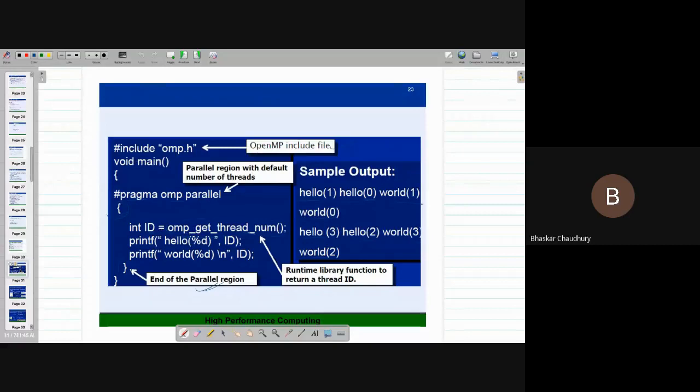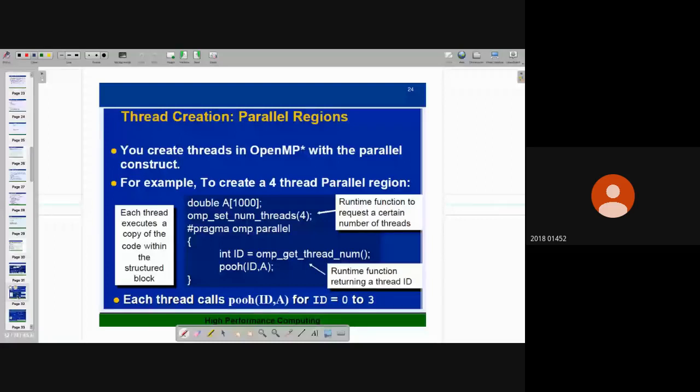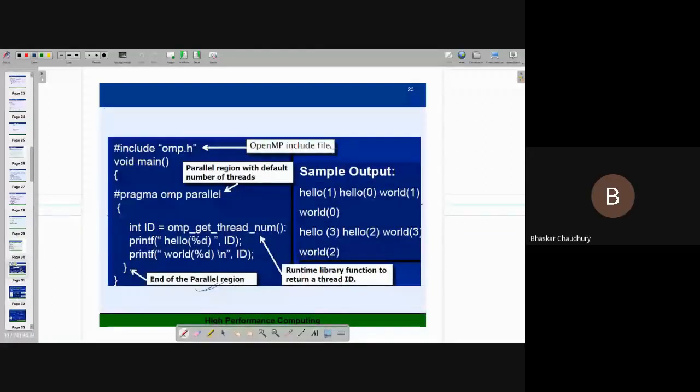Sir, are the IDs 0 to 3 compulsory, or can they be any number? No, it is automatically generated. You don't generate it. You just tell the number of threads. Okay. Thread IDs are generated automatically. It always starts with 0. So if you have n threads, the IDs will be 0 to n minus 1.